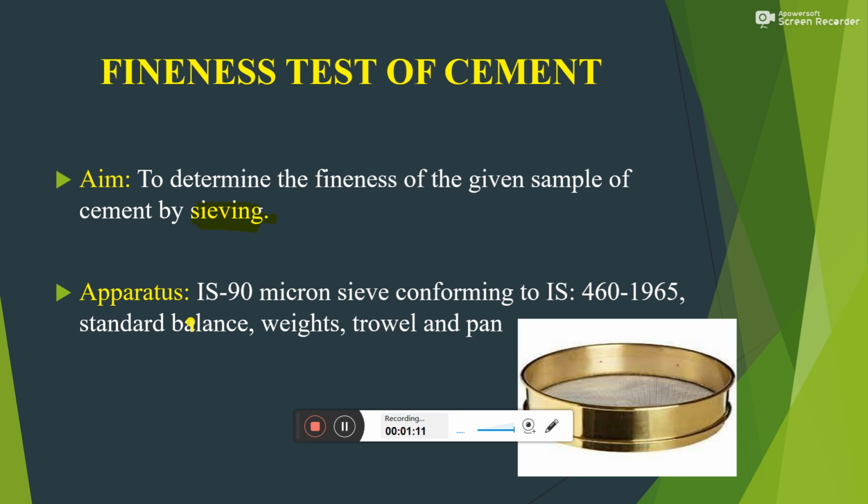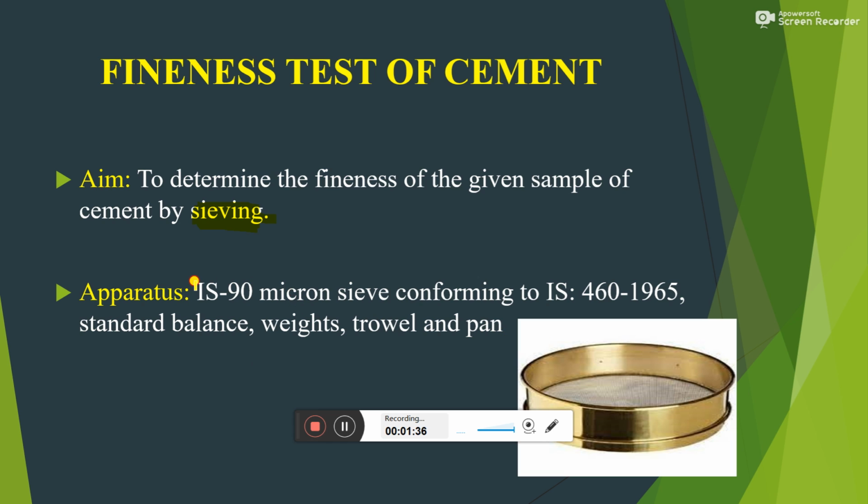So we know the aim, what we need to do, and how we need to do it, by using which equipment we are going to perform this fineness test of cement. Here we are going to use the IS 90 micron sieve, which is conforming to IS 460 1965, and the standard balance, weights, and trowel and pan.